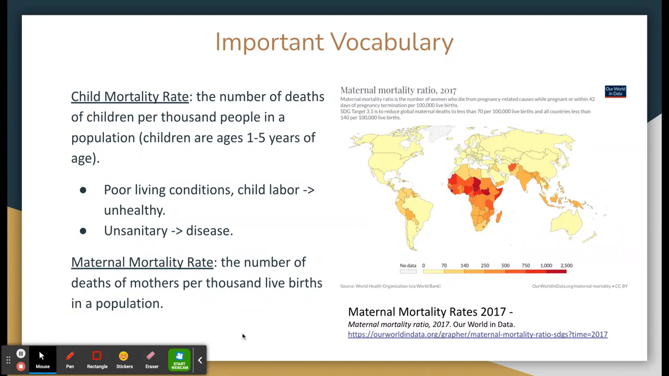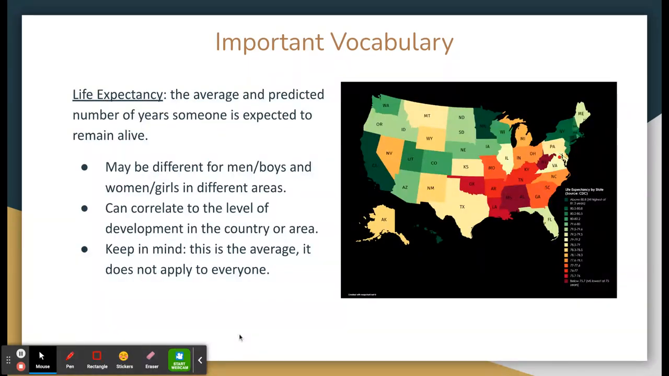To continue, we have the life expectancy, which is the average and predicted number of years someone is expected to live. This may vary for men and boys and women and girls in different areas. This can also correlate to the level of development in the country or area. Also keep in mind that this is only the average. It does not apply to everyone.